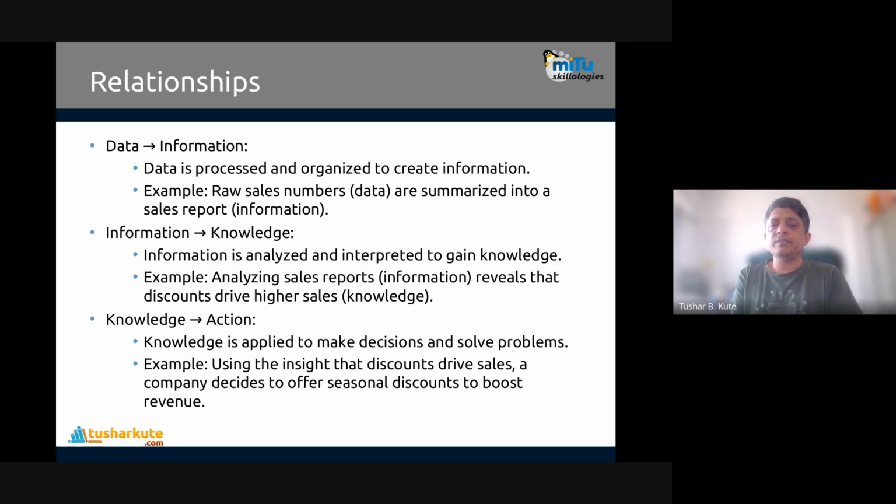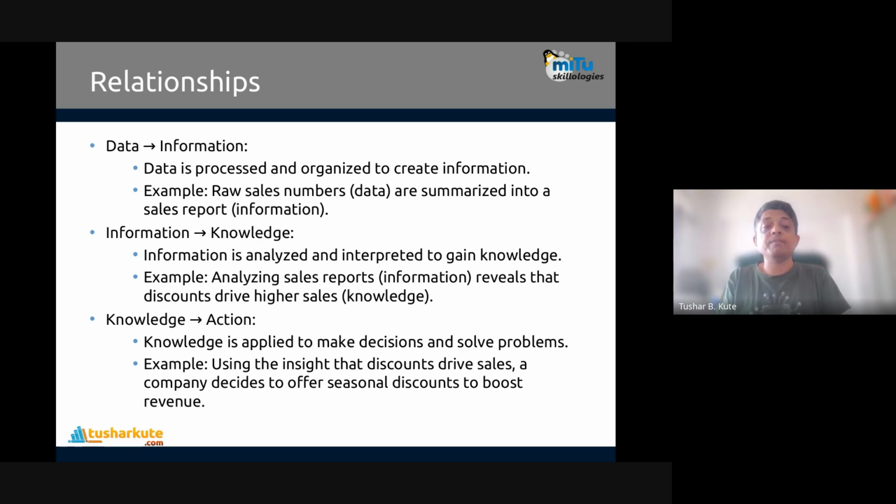All sales data will have a summary of it, a report summary, that is information. Now information can be converted to knowledge. Information is analyzed and interpreted to gain knowledge. For example, analyzing a sales report, that is information, reveals that discounts drive higher sales. That is knowledge. We got a sales report which has summarized it, but we are getting higher sales. Why has it happened? Because we are giving discounts on it.